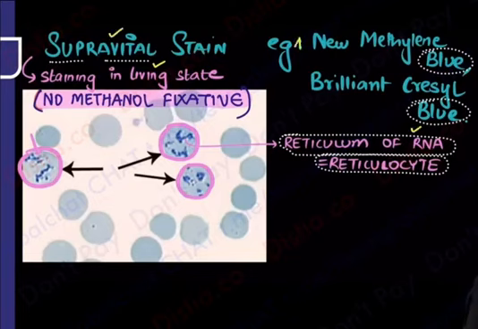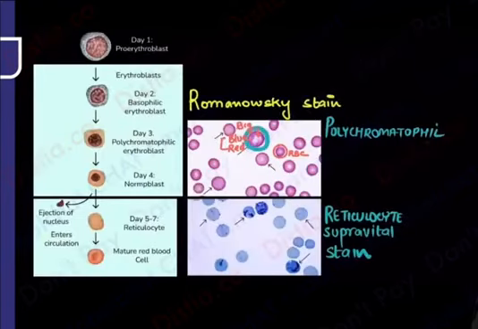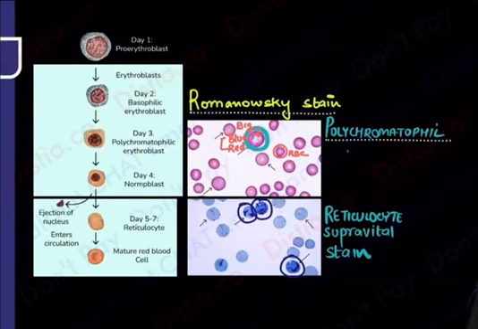And what are the two examples? New methylene blue and brilliant cresyl blue, out of which new methylene blue is the best stain that you have. So what you would see in most cases is new methylene blue. So now coming back, it's only a difference in the stain. If I've used a supravital stain, I'll call it a reticulocyte. If I've used a Romanovsky stain, then I'm going to call it a polychromatophil. But are they exactly the same cells?